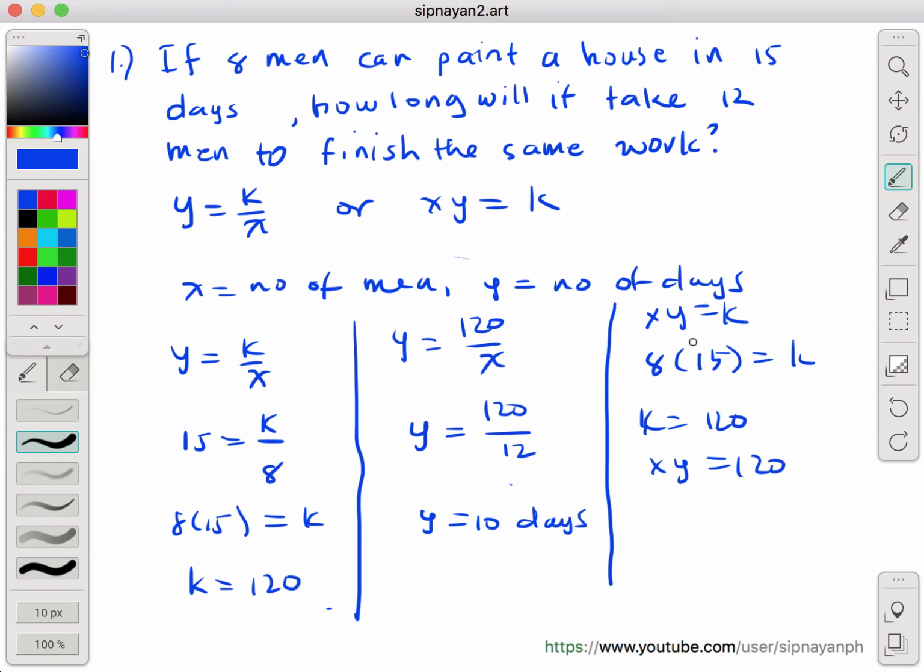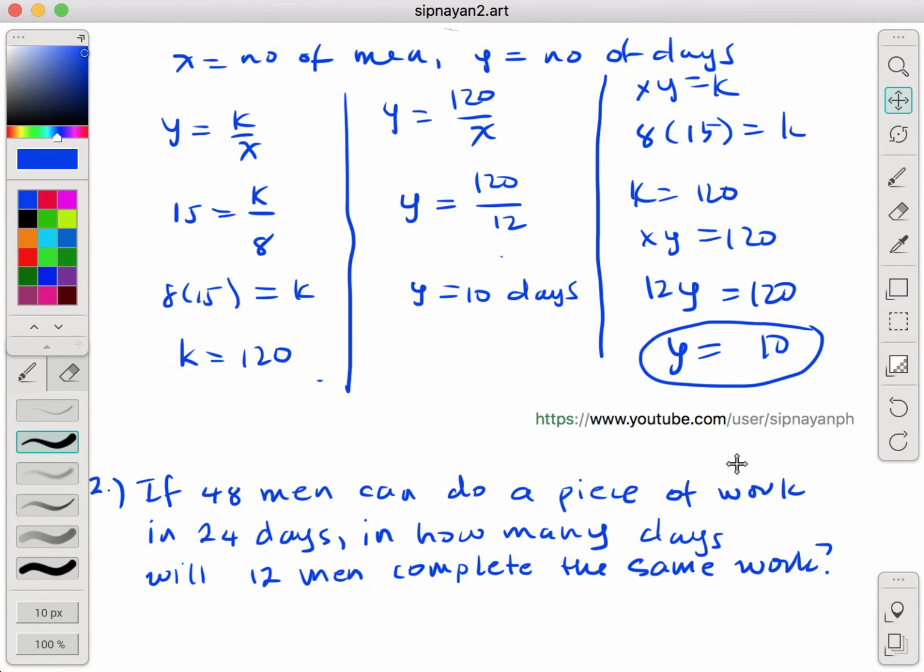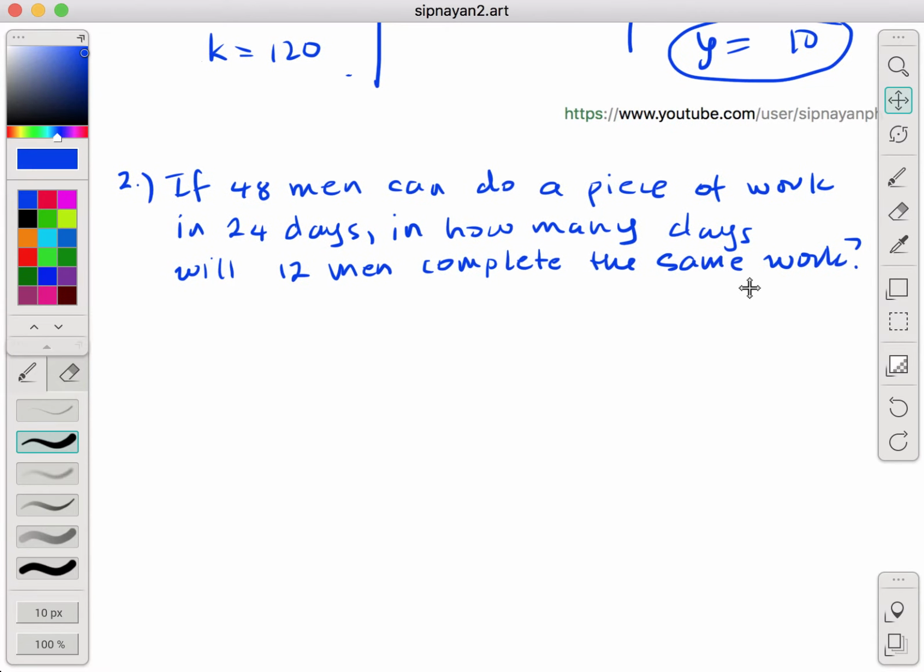And dun sa problem natin, 12 men. So, magiging 12y siya kasi yung x natin is number of men equals 120. And dividing both sides by 12, y na lang matitira dito. Dividing this by 12, magiging 10. So, pareho lang naman. Pareho lang magiging sagot. Depende na sa inyo kung anong gusto yung gamitin. Okay? So, next problem. This is a very similar problem.